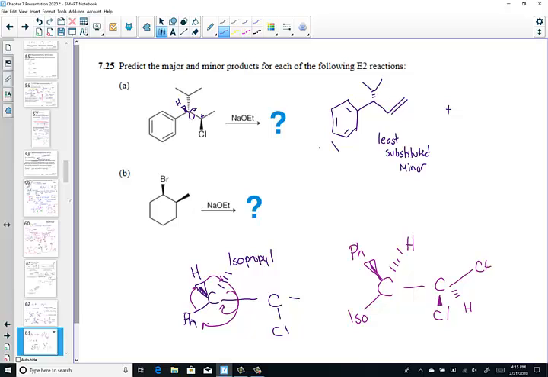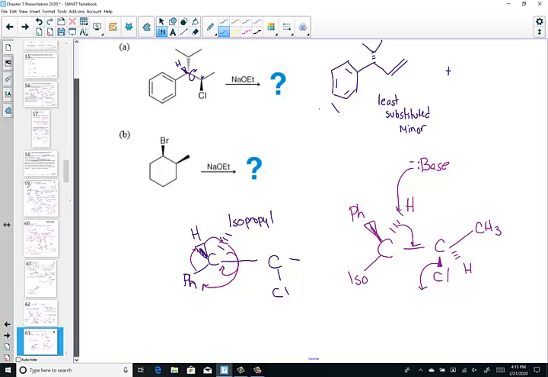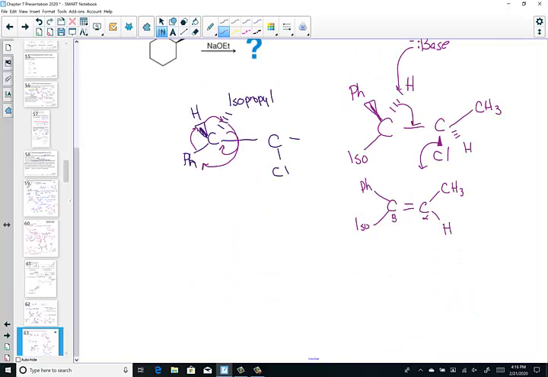So now when we think of the mechanism, here we have a base. The base abstracts the proton. This bond collapses, and the leaving group leaves. The double bond is in a position where carbon to carbon, which were the beta and alpha carbon, are now in a double bond. Pointing up is the phenyl, pointing down is your isopropyl. Oops, I'm sorry. That carbon has its methyl group up, and therefore that's your hydrogen.